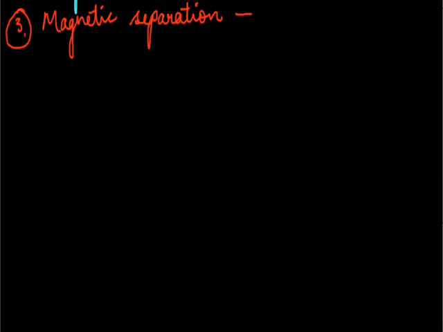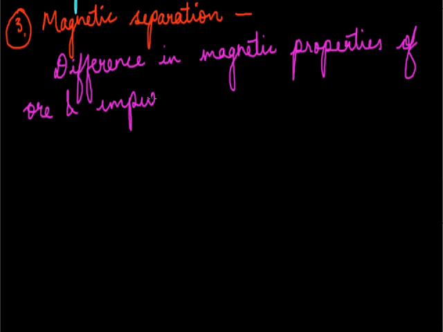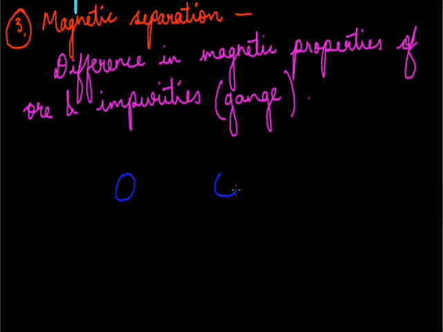Now the principle upon which it is based is the difference in magnetic properties of ore and impurity. Impurities are also called gangue. In this case, one will have the magnetic property while the other will have the non-magnetic property, and due to that they will be separated. For this magnetic separation, we will see this type of wheels.